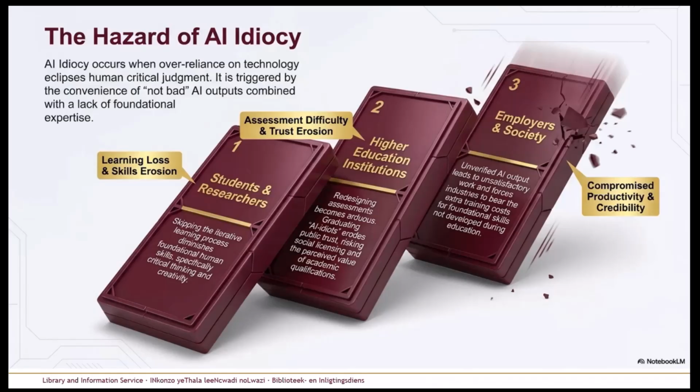And this is already a real effect. Employers and society at large, a lot of people are already complaining about employing people with relevant qualifications who do not have the skill sets that qualification is supposed to be promising. And this results in compromised productivity and credibility. So unverified AI output leads to unsatisfactory work and forces industries to bear the extra training costs for foundational skills not developed during education.